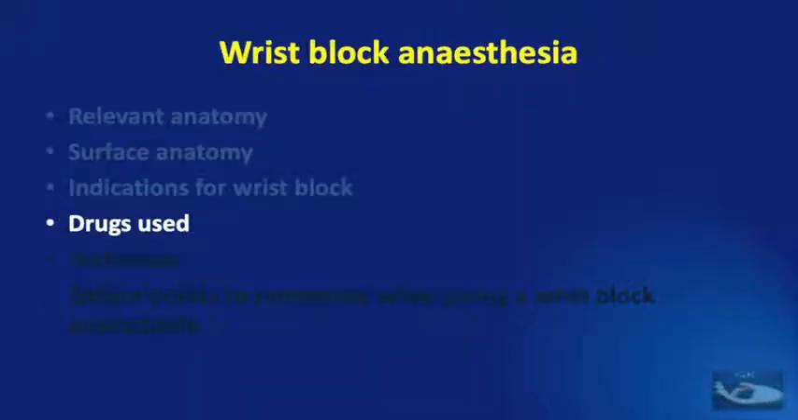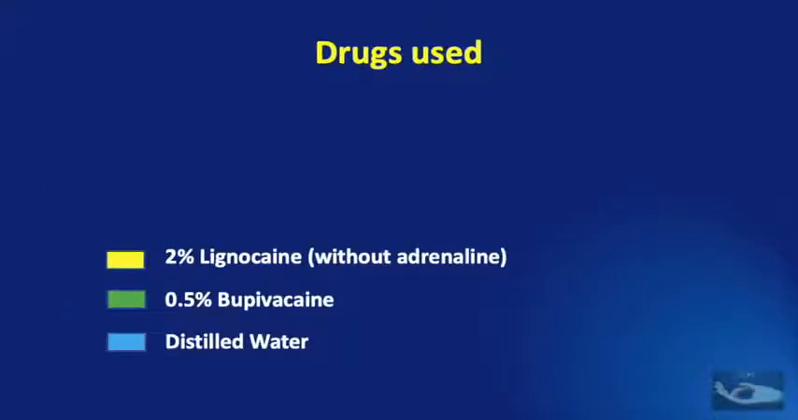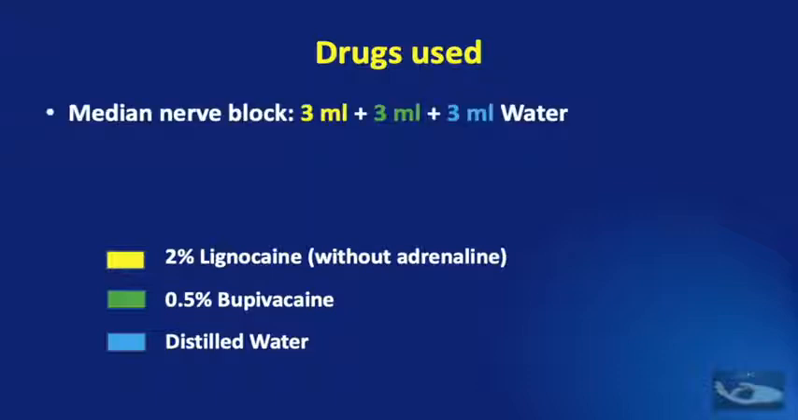been achieved. Having decided to give a wrist block, we now need to see what are the drugs we are going to use for blocking all these nerves. To give the complete wrist block, we shall be mainly using three components: 2% lignocaine without adrenaline, 0.5% bupivacaine, and distilled water. For blocking of the median nerve, we require 3 ml of each of these solutions.